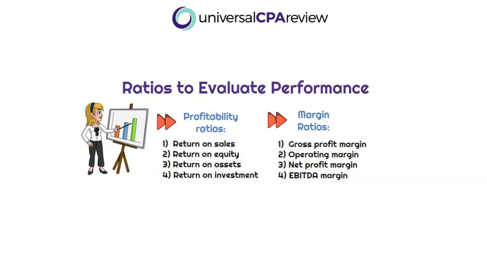So what ratios are used to evaluate performance? Well, as you can see, we're going to focus on two different types. We're going to have profitability ratios as well as margin ratios. So starting with profitability ratios, that's going to include return on sales, return on equity, return on assets, and return on investment. So let's run through the formula and an example for each of these.